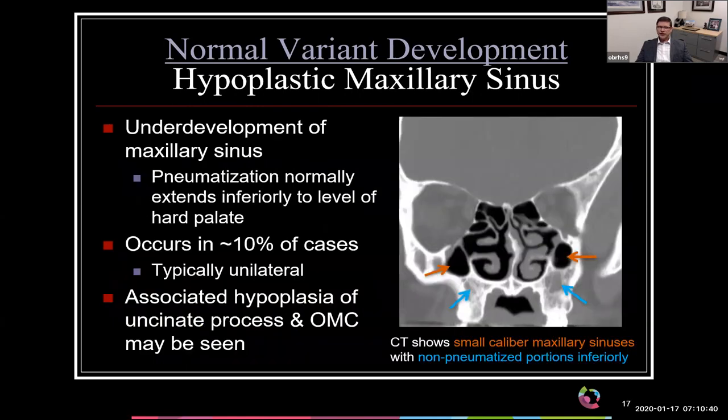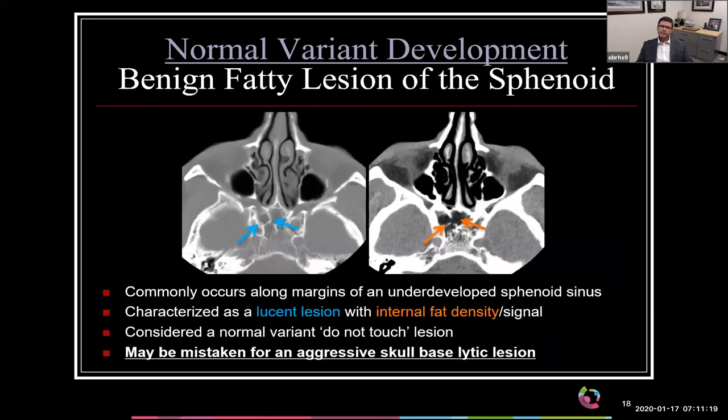The next most common underdeveloped sinus is going to be the maxillary sinus, and this occurs in about 10% of patients. And when you're looking for the degree of pneumatization, typically pneumatization extends inferiorly to the level of the hard palate in the region of the base of the dentition. Now, unlike frontal sinus hypoplasia, maxillary sinus hypoplasia in a small percentage of patients can be clinically significant, because you can have underdevelopment of the uncinate process and the osteomeatal complex. So in a small percentage of patients, they can be predisposed to inflammatory sinus disease with narrowing of the paranasal sinus drainage pathways.